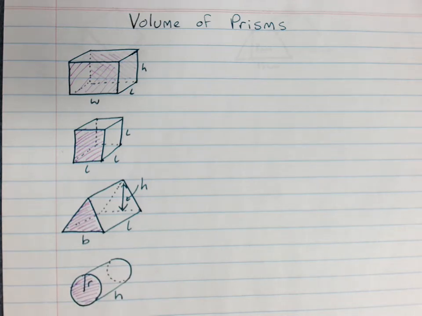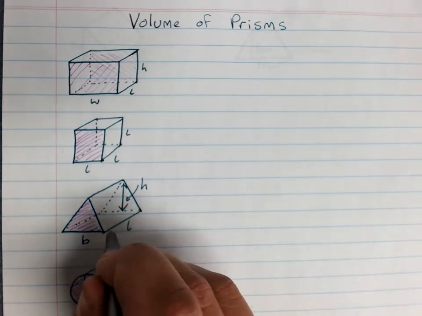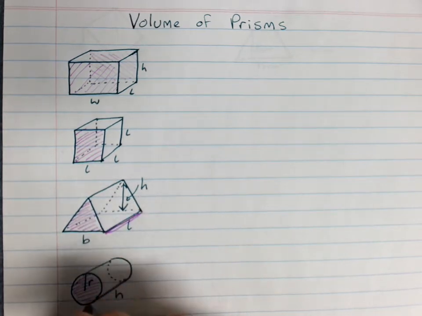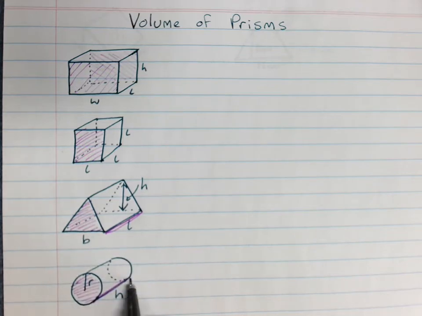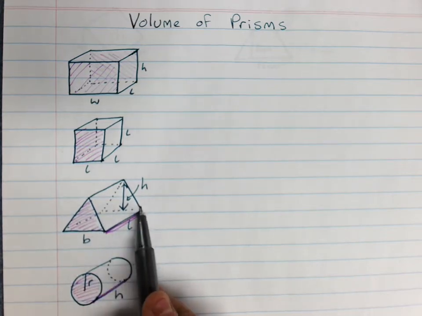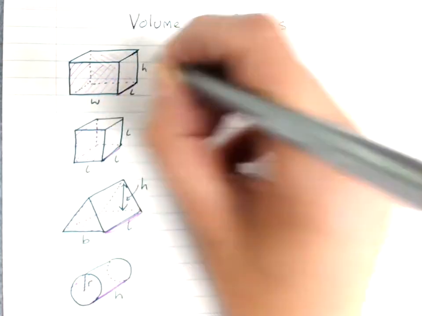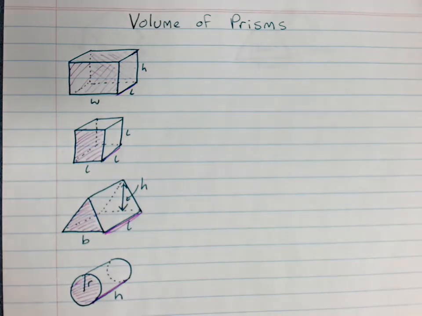And the parts of the prism that you need to know for its volume are the area of that face that's the same on the front and the back, and the height or the length of the prism, which is the distance between those two faces. So from the circle back to the back circle, from the triangle back to the one at the back, from this square back to the one at the back, and back there. The length or the height of a prism is the distance between its two identical faces.